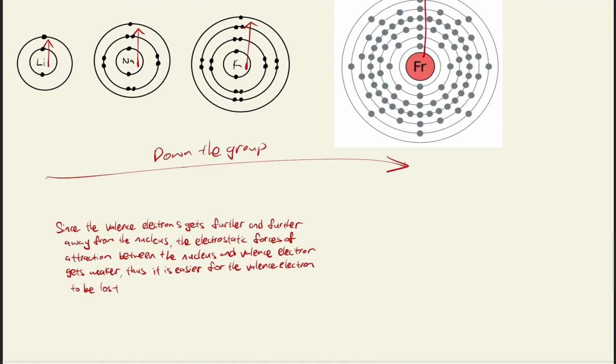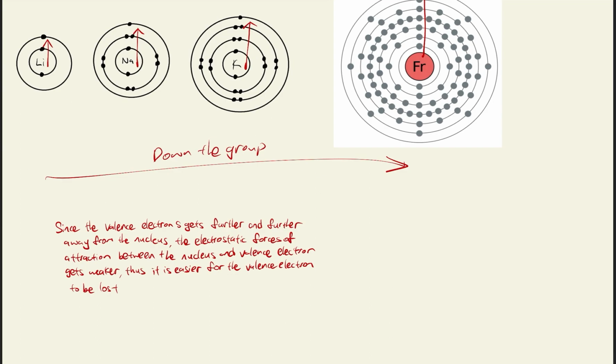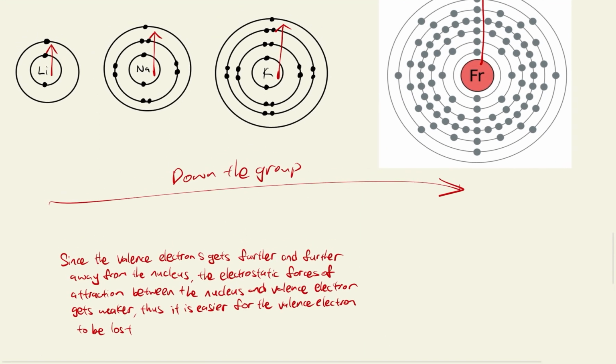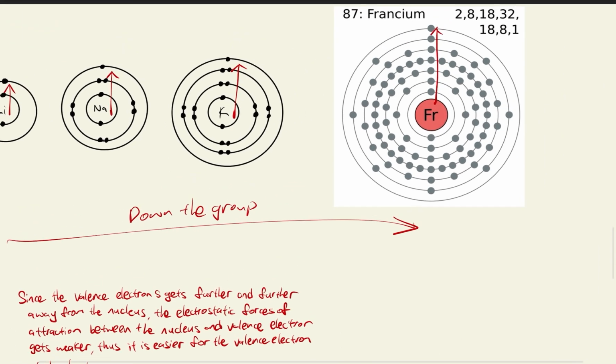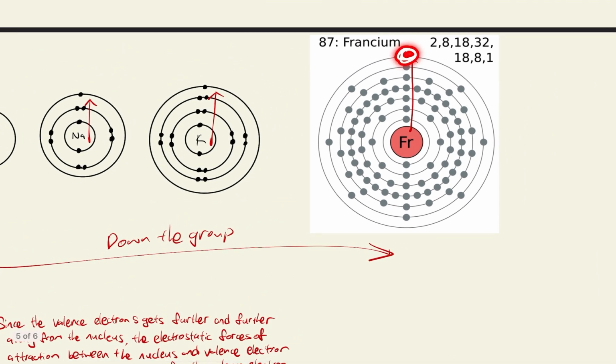Since the valence electron gets further and further away from the nucleus, the electrostatic forces of attraction between the nucleus and the valence electron get weaker. Now why is this so? Let's say this electron is here, and it's obviously nearer to this nucleus, which contains the protons that are attracting it. Therefore, the forces are going to be stronger because they're nearer to each other. But let's take a look at francium here. Your valence electron is so far away from the nucleus, so comparatively the distance is further. Therefore, your electrostatic forces are bound to be weaker, so it will be easier to overcome.